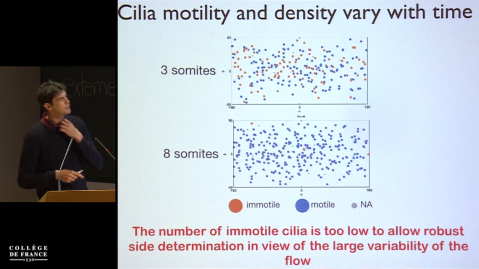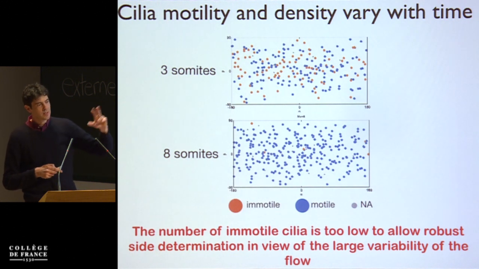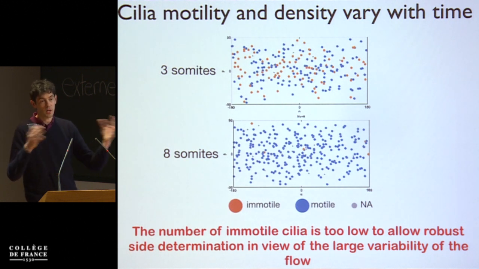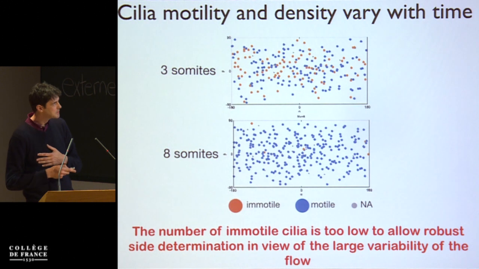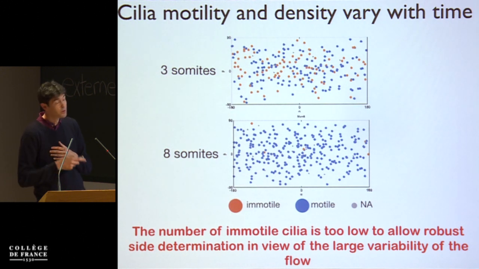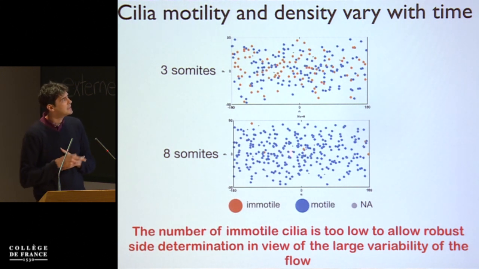Importantly also, the approach allowed us to identify the number and the localization of the immotile cilia, which are the cilia that are supposed to sense the flow forces. And we could see that this number is dynamic. Early on, you have lots of them. Later on, you have much less. Blue are the motile cilia, and red are the immotile cilia.